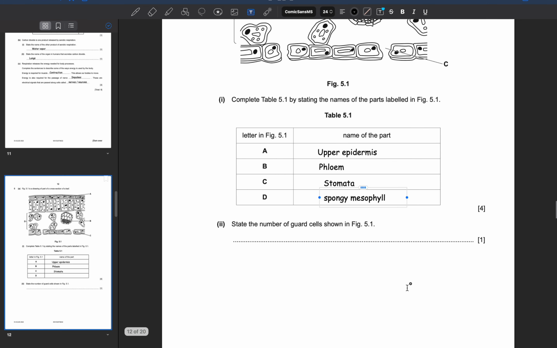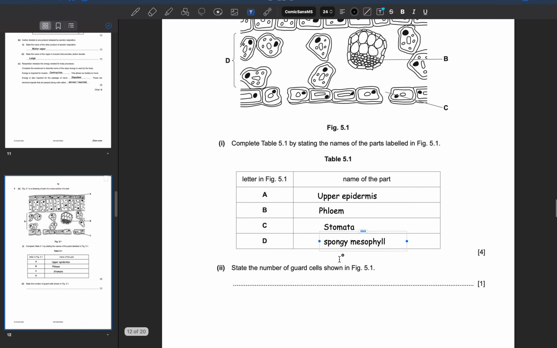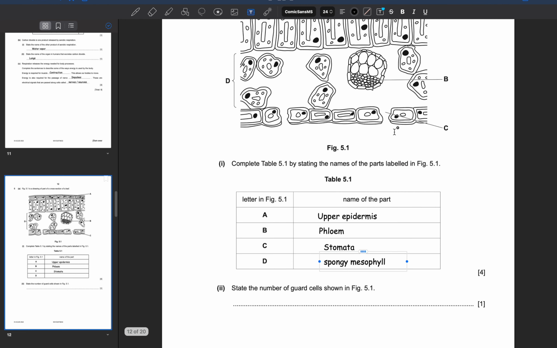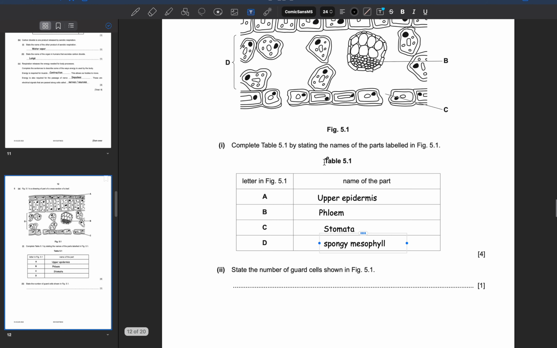State the number of guard cells shown in figure 5.1. The guard cells are the cells that open and close the stomata. So the 2 cells surrounding a stomata are guard cells. I have here 2 stomata, so it's 4 guard cells. This is 1, 2, 3, and 4. He only wants the ones present in the diagram in front of us. So it's 4 cells.